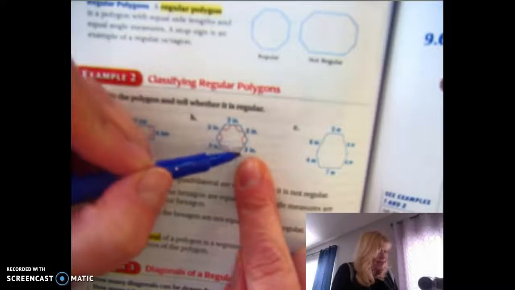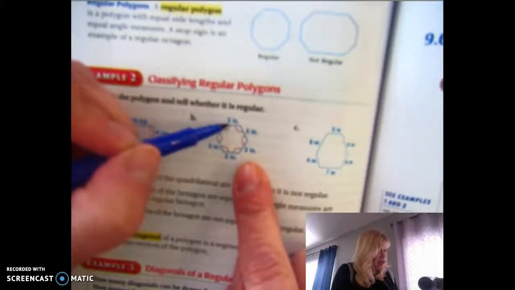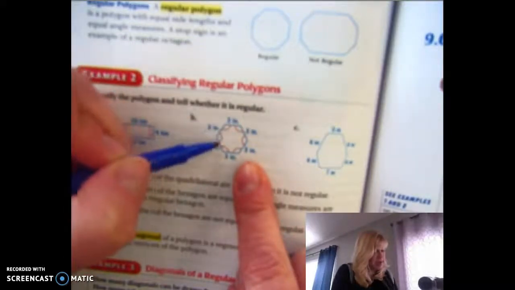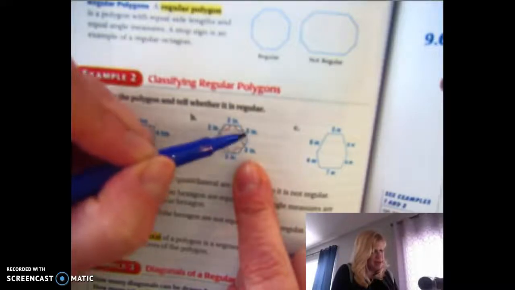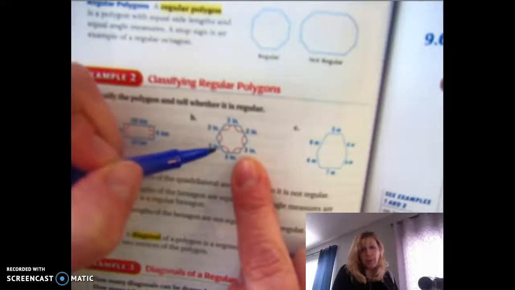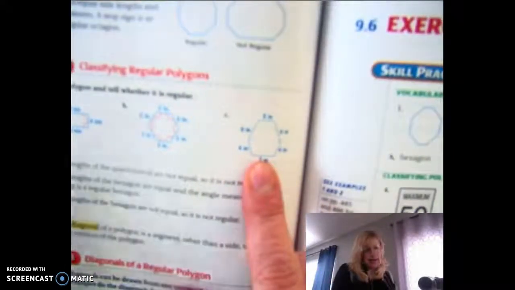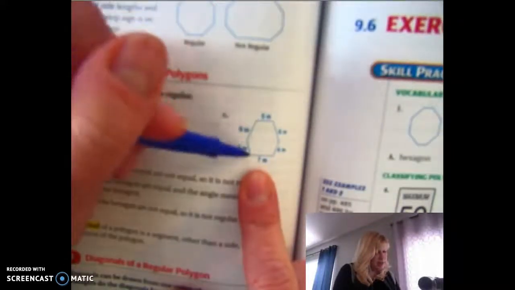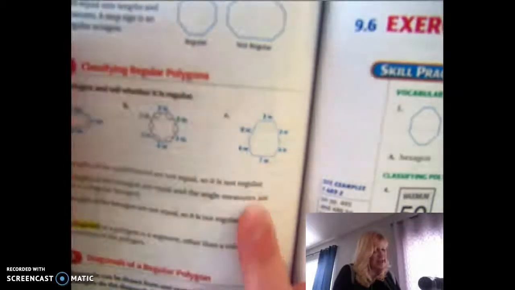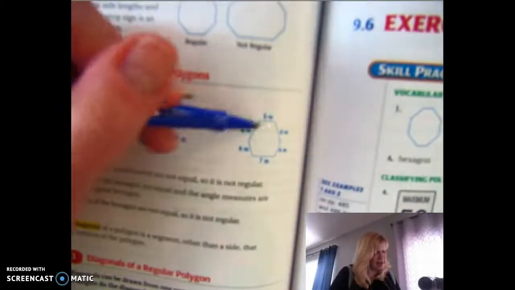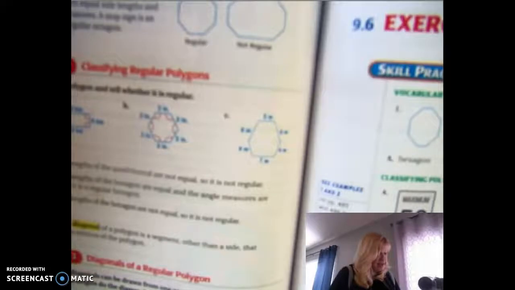This one is a hexagon, a 6-sided figure with 3-inch sides, all the same, and you can see the little rainbow things here. Those mean that the angles are all congruent, and so this is a regular polygon. One only has to quickly look at this one, and you can tell 1, 2, 3, 4, 5, 6. It is a hexagon, but it is not a regular hexagon. You can tell by the length of the sides.